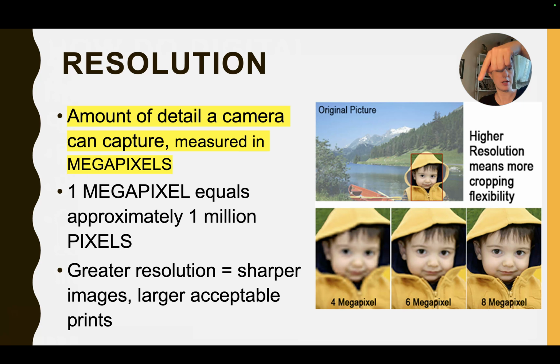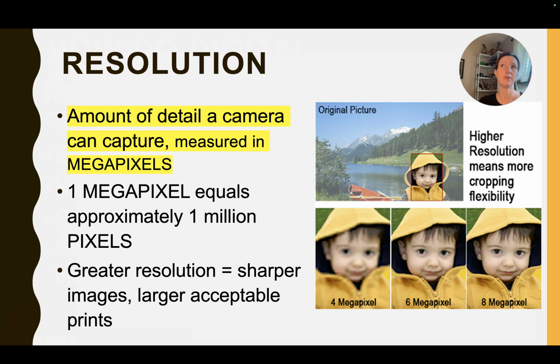If you're looking down there, you can see that original picture, and then what if you just wanted to crop that little kid? Which, you should just take a picture of the little kid. But anyway, that's neither here nor there. If you're cropping in just the kid, if you only had a 4 megapixel picture, you can see it's really blurry because there's not enough image there. 6 is a little better. There's more squares making up the face. 8 is a lot better. So that higher resolution means you can crop closer, and it also allows you to blow up your prints bigger.